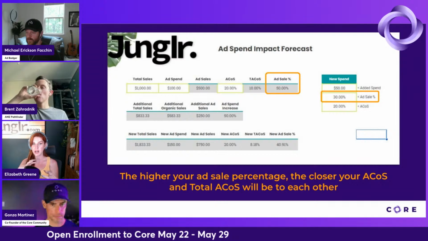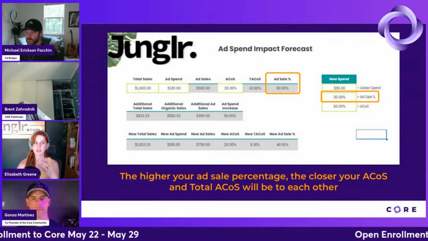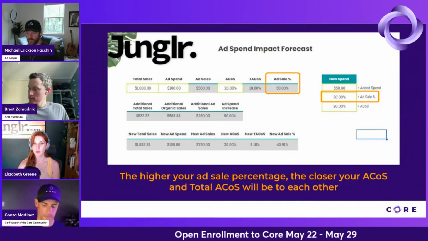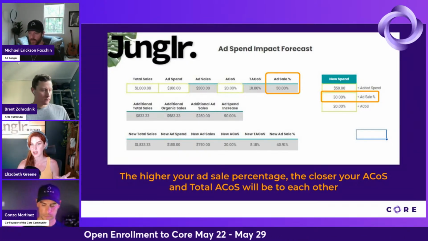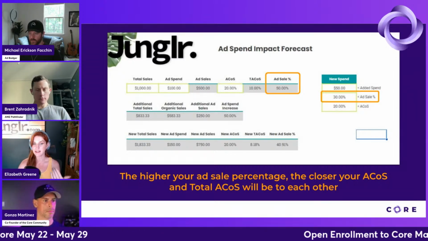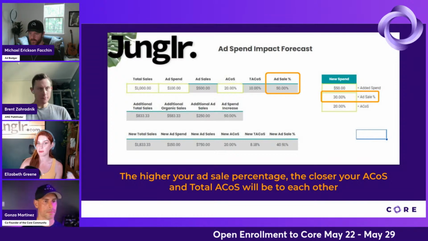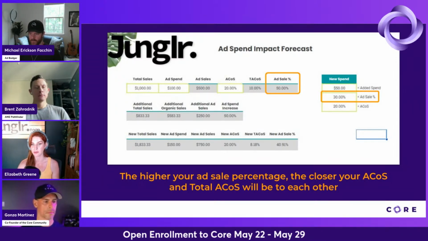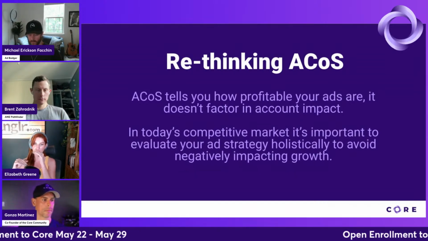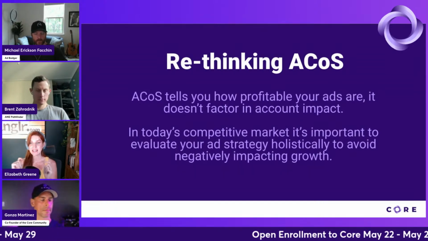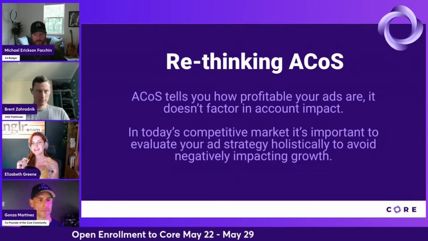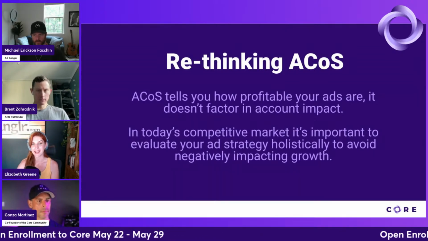So understanding these relationships to each other is really, really important. If all you're optimizing for is ACOS, that could be impacting your organic ranking, and that's going to lead you to being less profitable, because total ACOS is a better indication of profits than your ACOS. So it's about rethinking your ACOS. ACOS tells you how profitable your ads are. That is a factor, but it's not going to factor in the overall account impact.